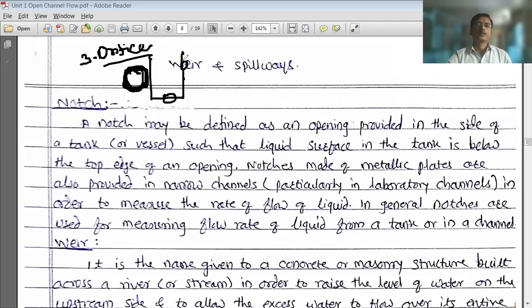Okay. Having closed perimeter, closed circumference or perimeter we can say. So that device is called the orifice. Now this orifice is used for measurement of the discharge. Similarly, notch also, if you see the definition here, is an opening provided in the side of the tank such that, now here again this is also an opening provided in the side of the tank.